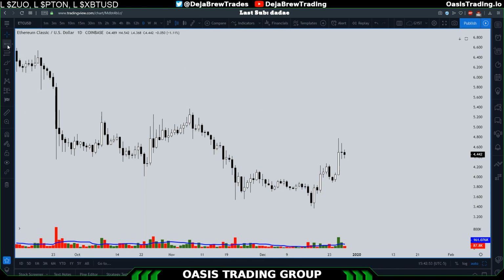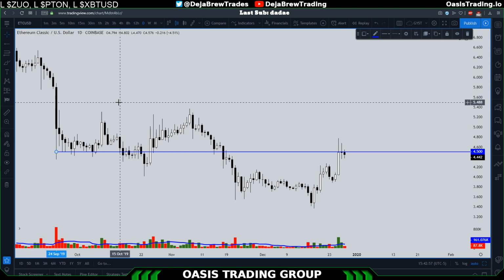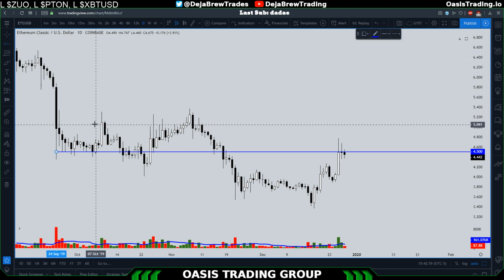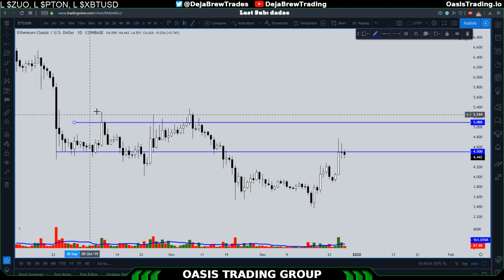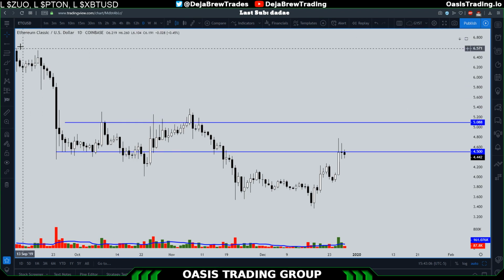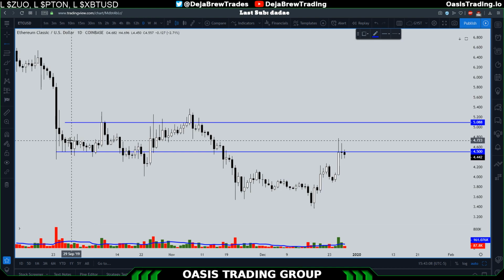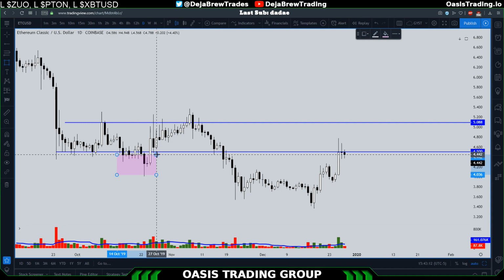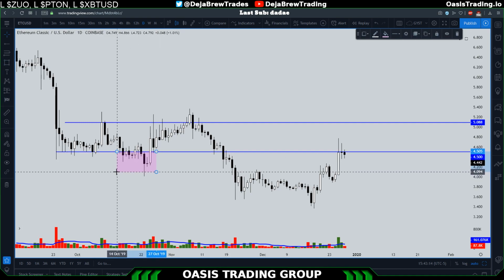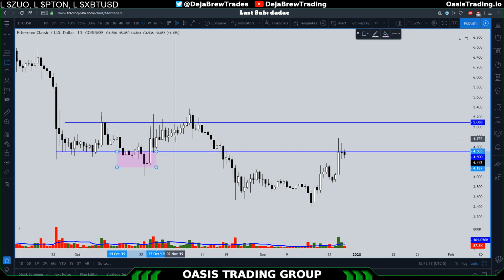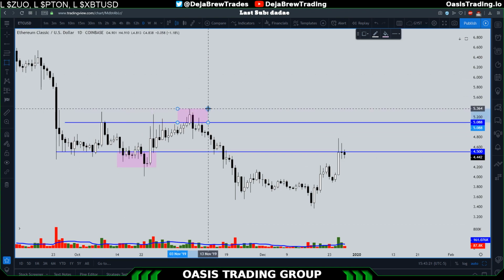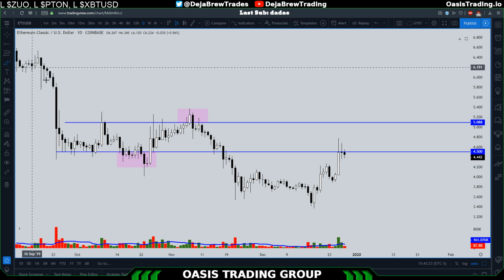So another example here. Kind of have like your range low. You could take this as your range high. Or if you wanted a tighter range, you could probably take something like there, but I wouldn't take that. And then you have kind of your deviation right here. So a little deviation of your range low. Pop up, deviation of your range high.